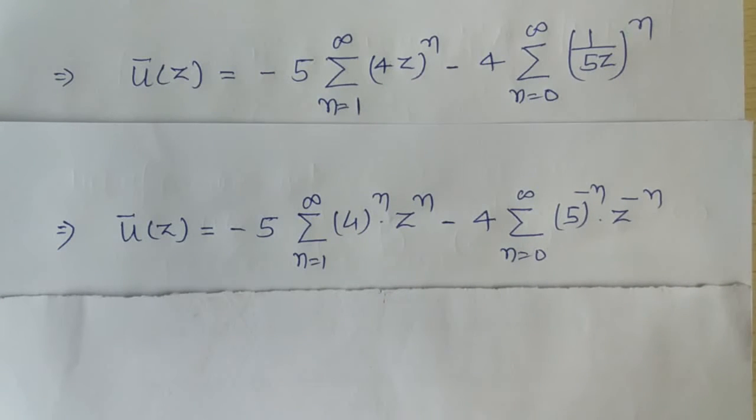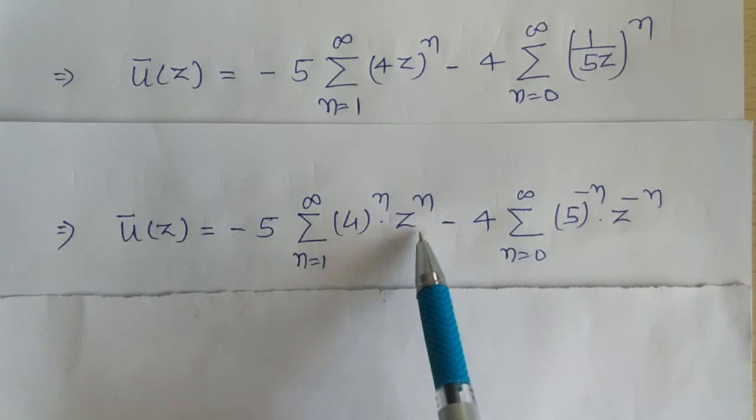Now as we know, u(n) is what? The coefficient of z power minus n. The z transform of u(n) is U bar(z), which is the summation of u(n) into z power minus n. So u(n) is what? The coefficient of z power minus n. So here we have z power plus n.